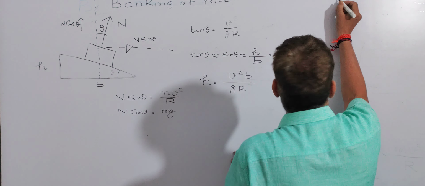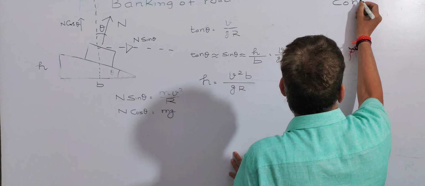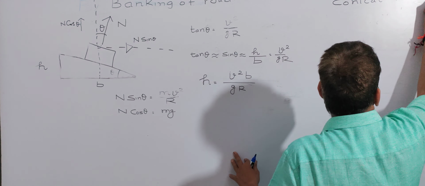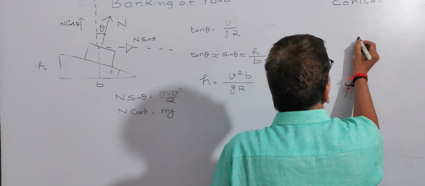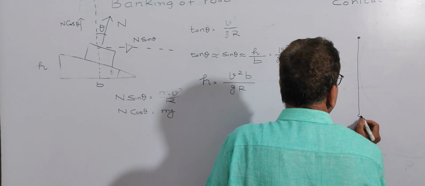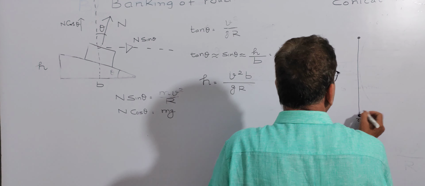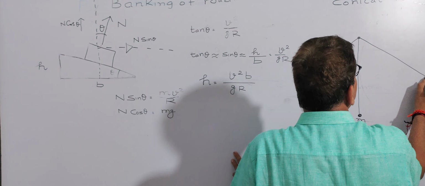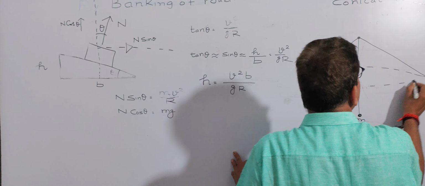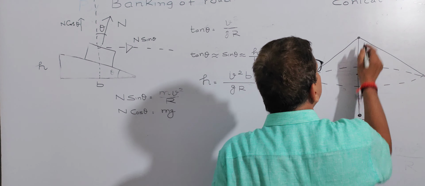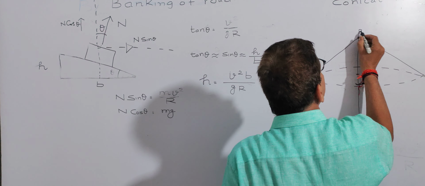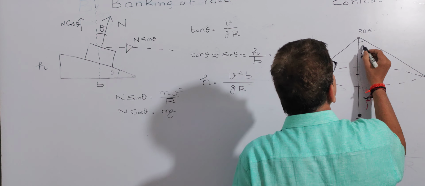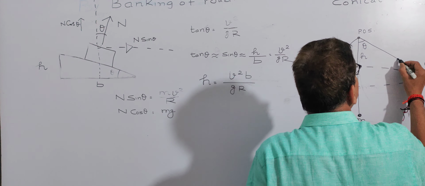In a conical pendulum, what happens? The conical pendulum is also an example of uniform circular motion. Suppose with the help of a string, an object of mass m is hung here, and it is moved in a horizontal circle. Mind it, it is moved in a horizontal circle. This is the circle within which it moves, right? The center of the circle is here, and this is the point of suspension, POS.